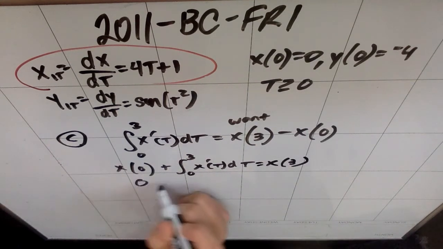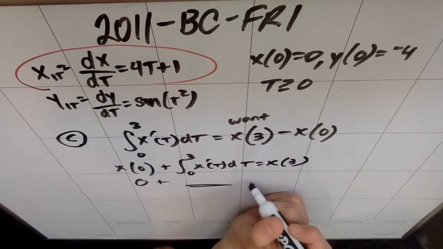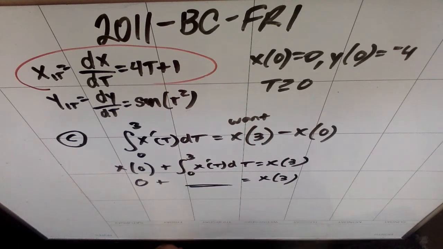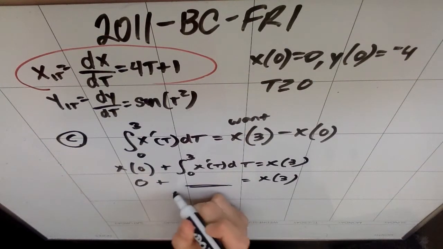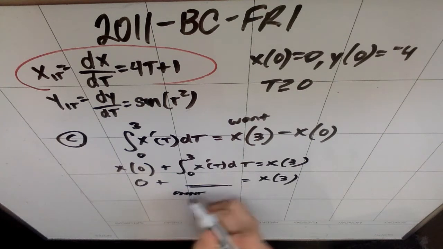So this is a 0 plus, I'm going to find this number with a calculator, and that's going to give me x of 3, right? And we're going to do the same thing with y in just a second. So the way I type this in my calculator, we've done this a couple times now. I'm going to do function integrate, which is math 9, right?